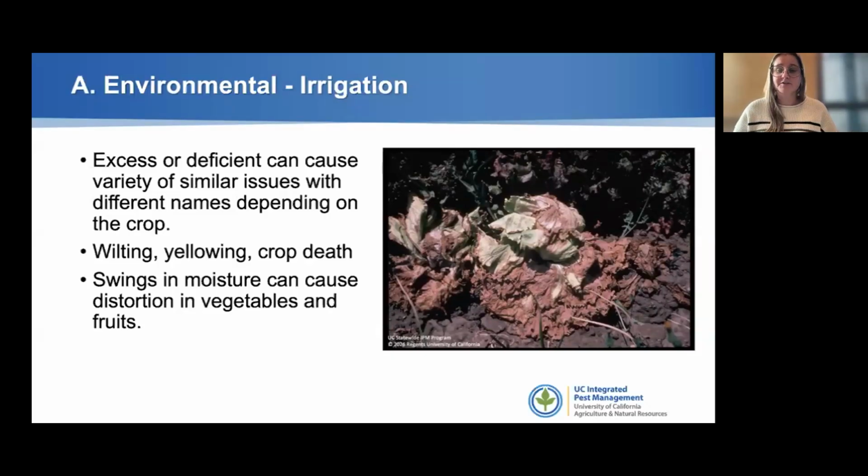And this is pretty similar to if they were to die from not getting enough water, so the plant can't bring up those nutrients and water to the tops of the plants. So because they're so similar, it's important always to check out your irrigation when you think you might have one of these problems. I do want to add, additionally, swings in moisture can cause issues in vegetable production because it can disrupt that fruit or crop production itself, and the development might become distorted or disrupted.